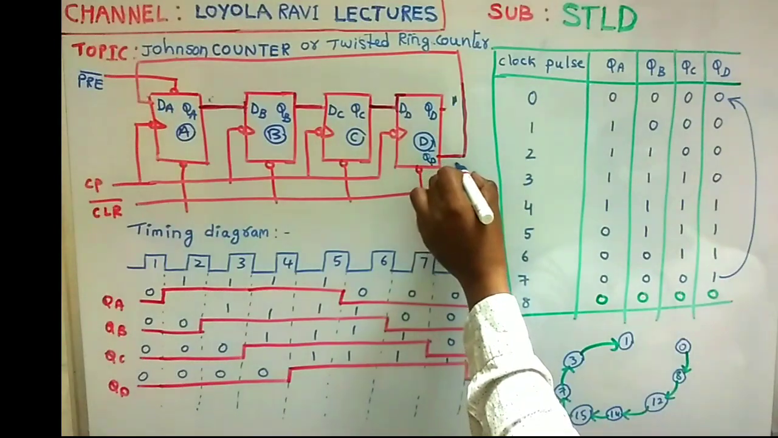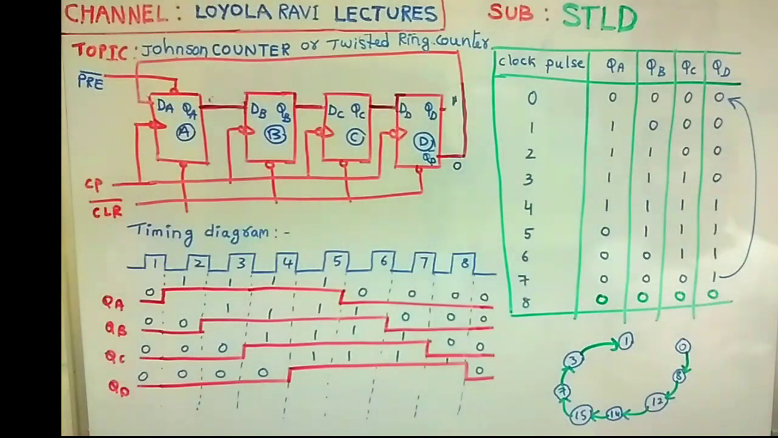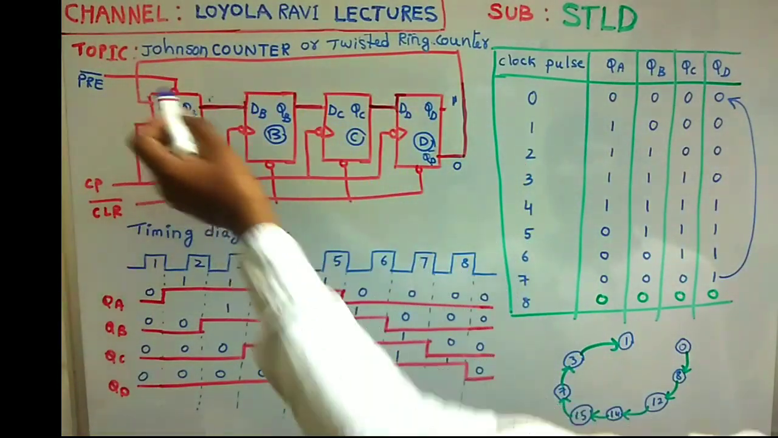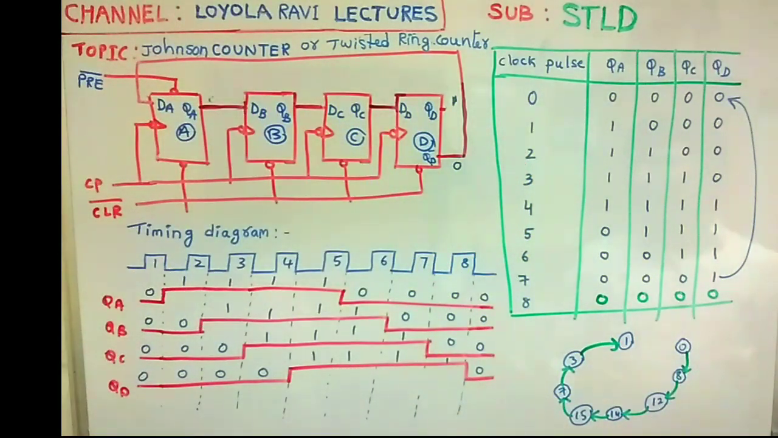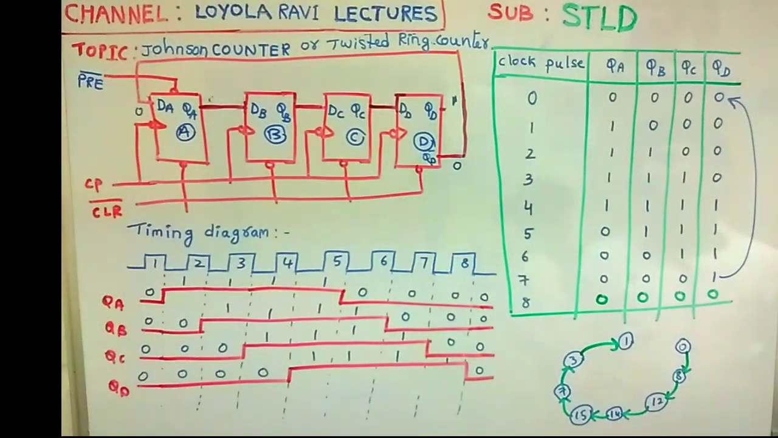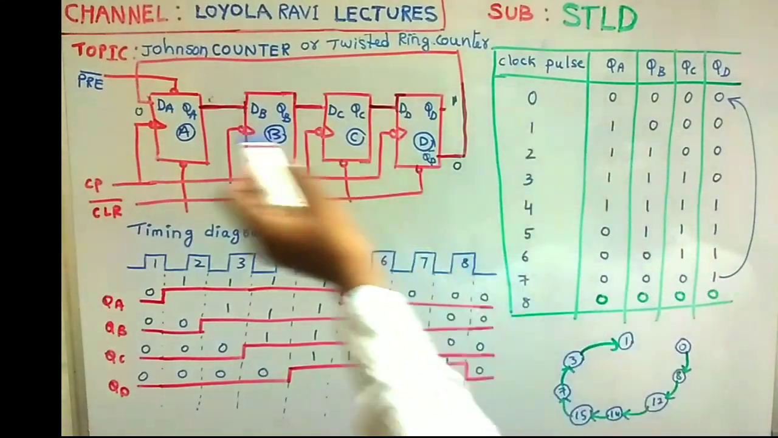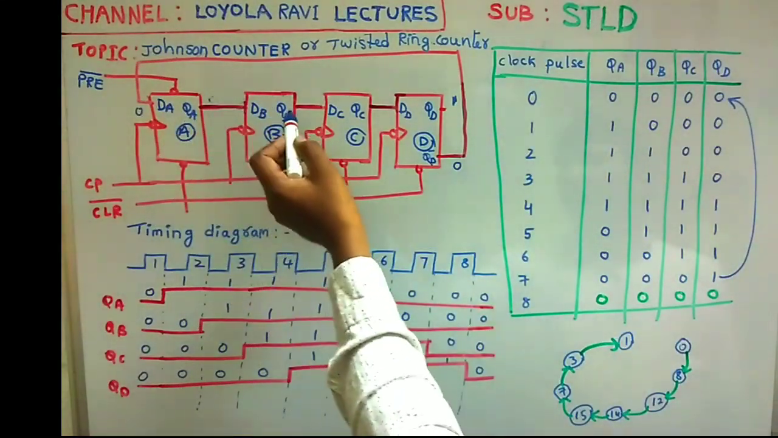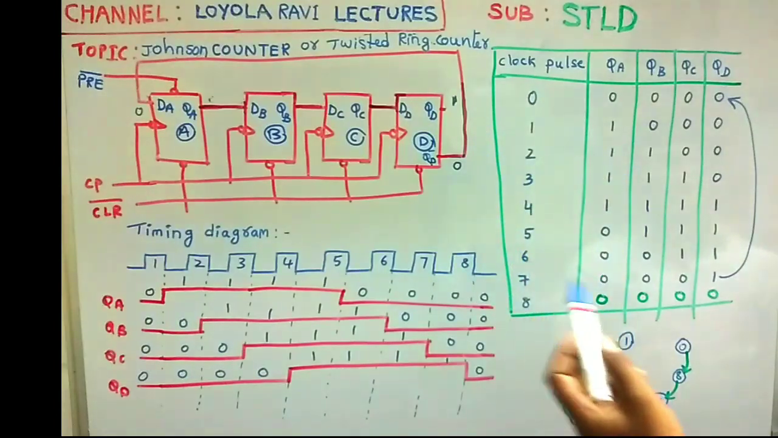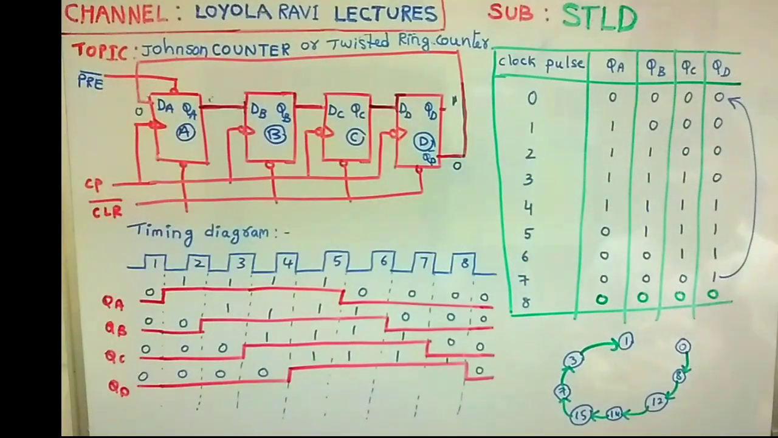QD 1 means what about QD bar? 0. Why? Because both are complements of each other. So this 0 we are going to take there. DA is 0, nothing but all are zeros. Without applying clock pulse, DA 0 means QA 0, QB 0, QC 0 and all are zeros. So without applying clock pulses, all are 0. That is the first condition. Then go for first clock pulse.